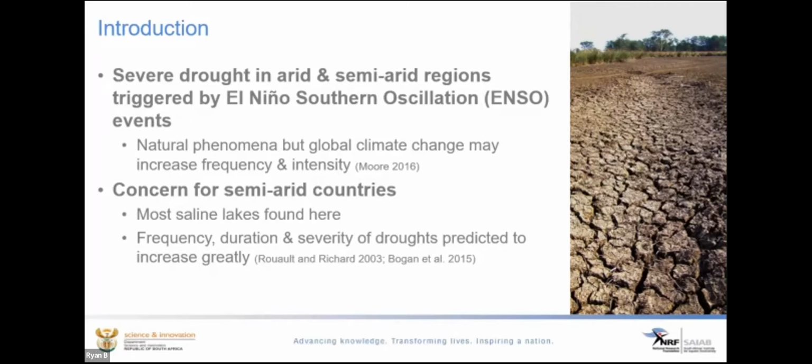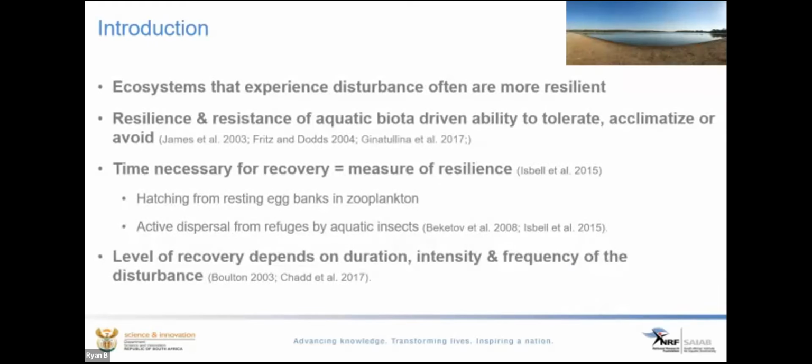lakes are found in these areas, and the frequency, duration, and severity of droughts are predicted to increase greatly in these areas anyway. Overall, ecosystems that experience predictable or seasonal disturbances such as droughts and floods quite often are more resilient than their stable counterparts.